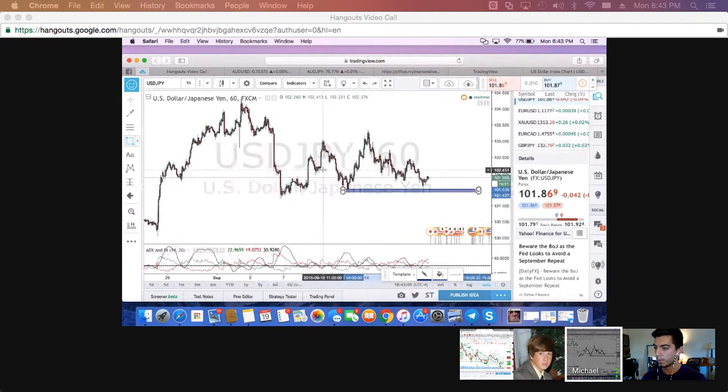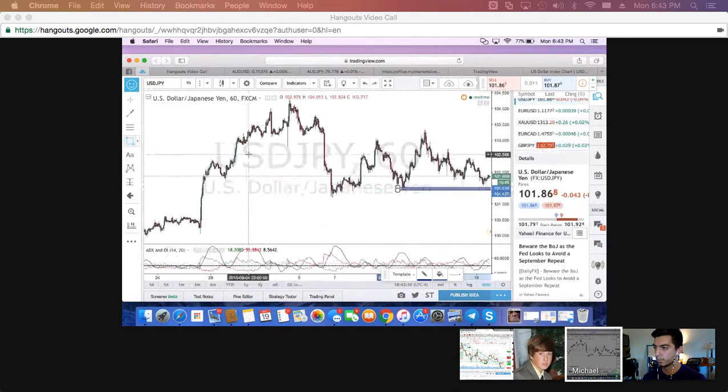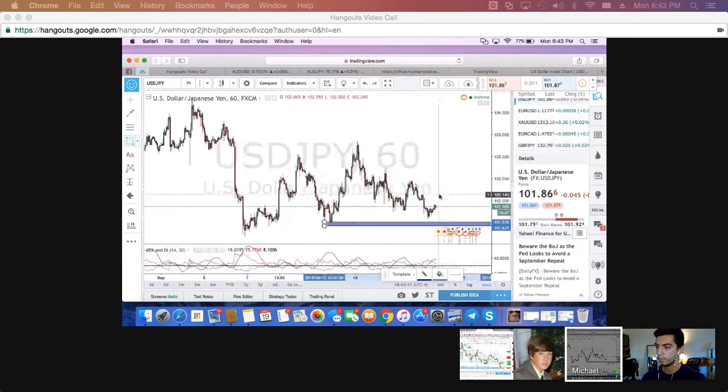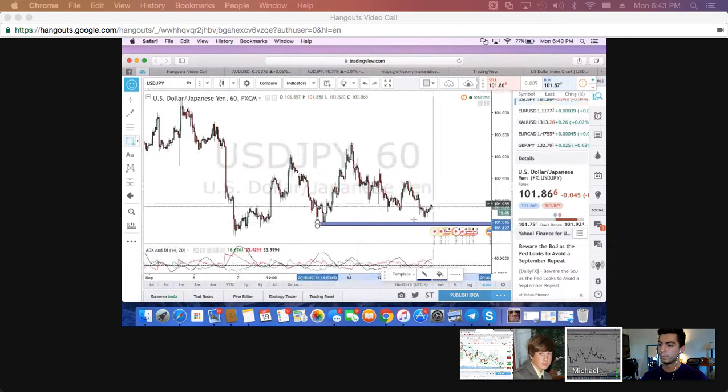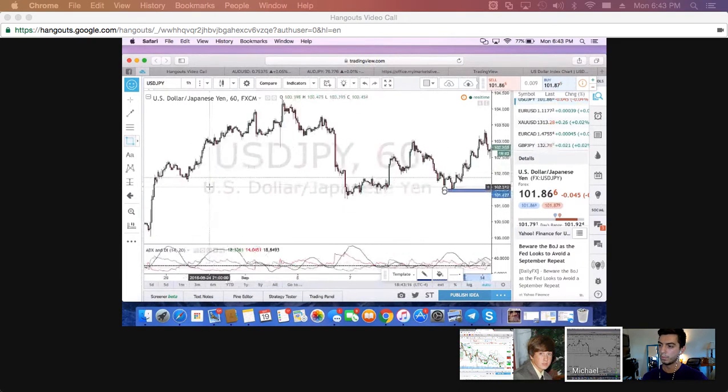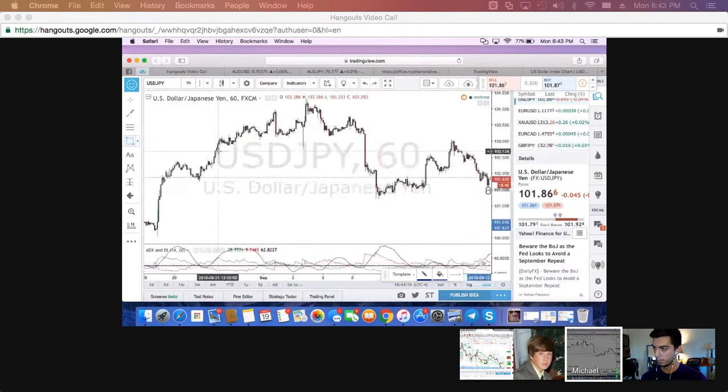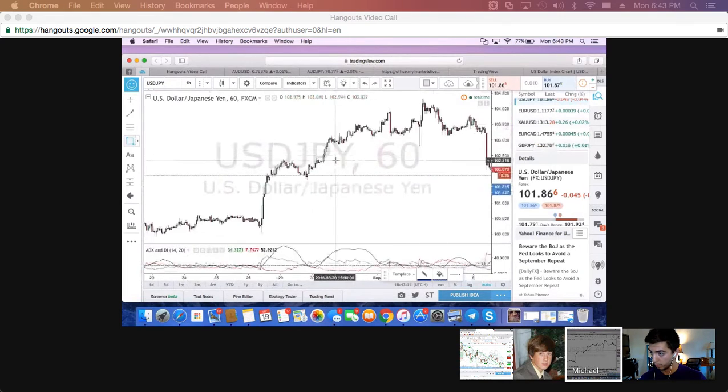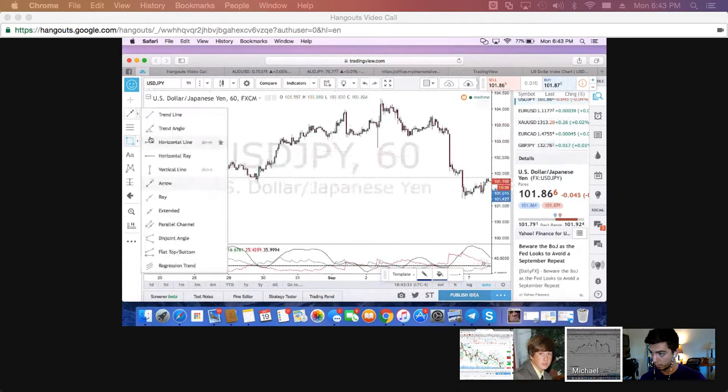Because I'll show you past examples of what I'm talking about. I don't like doing this until London, because I'll see this actually move a certain way and it'll make a new zone for me. But over here, if I was looking at price, I would have my support and resistance.